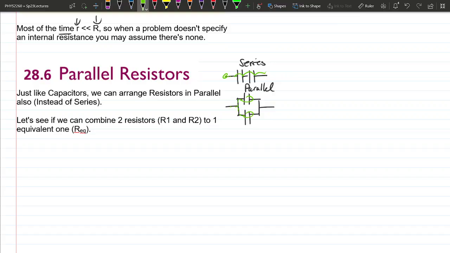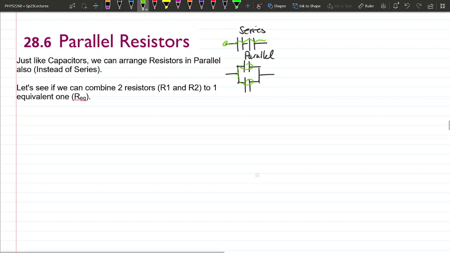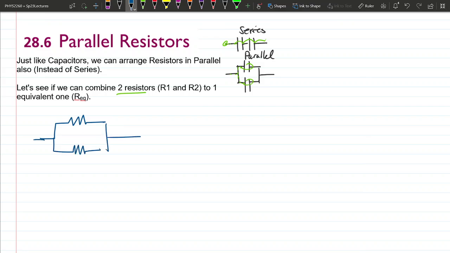Same thing with the resistors. We can combine resistors. I'm going to do an example with 2 resistors, but these equations generalize to 3, 4, 5, 6, 10, 50 resistors if you want. So if we have resistors in parallel to each other, let's say I draw it this way. Remember, resistors are these little jagged lines. Let's say this is R1 and this is R2, with different resistances.